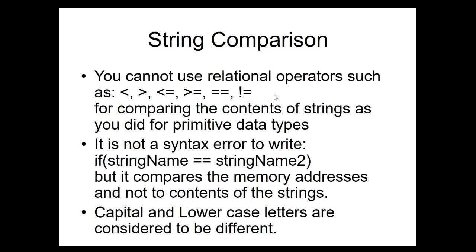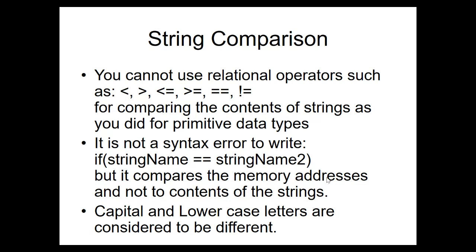Those only work with primitive data types. You know that strings are actually not primitive data types. They're objects of a class, so we need to compare them differently. The problem is that writing something like if string name equals string name2 doesn't give you a syntax error. If you write that, it won't say that this is wrong. But what it does is it compares the memory addresses, not the contents of those strings. So it's really saying, is the location of where you're storing this the same as the location of where you're storing this, which is not what you want to do.